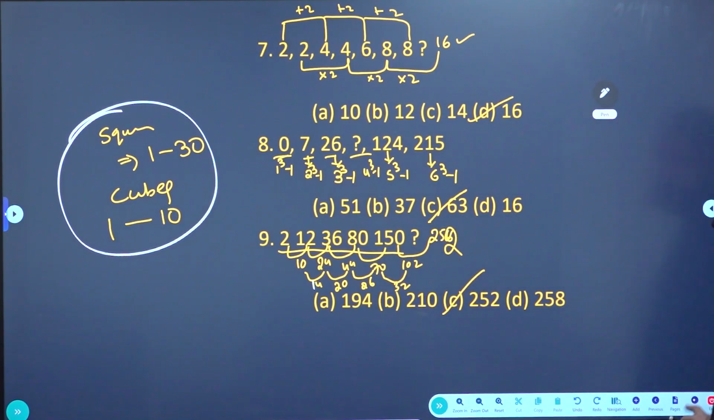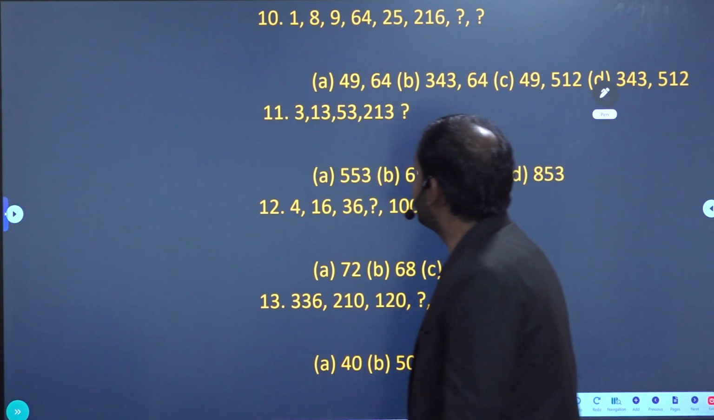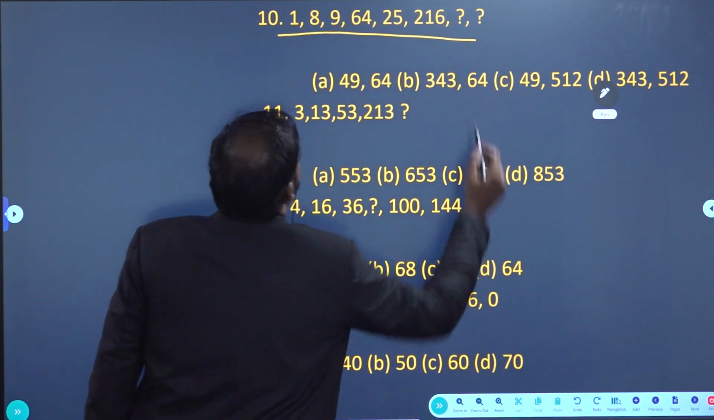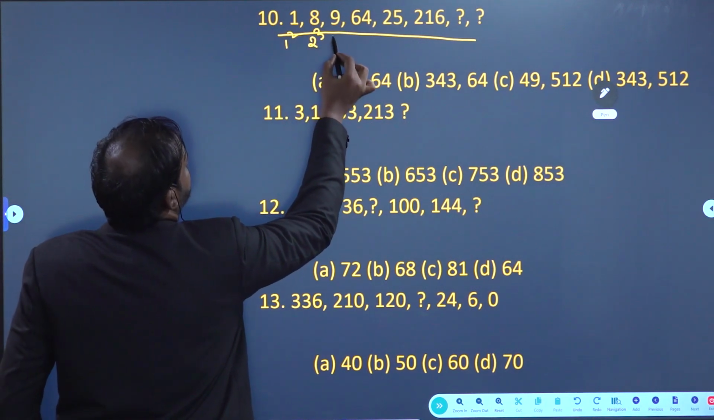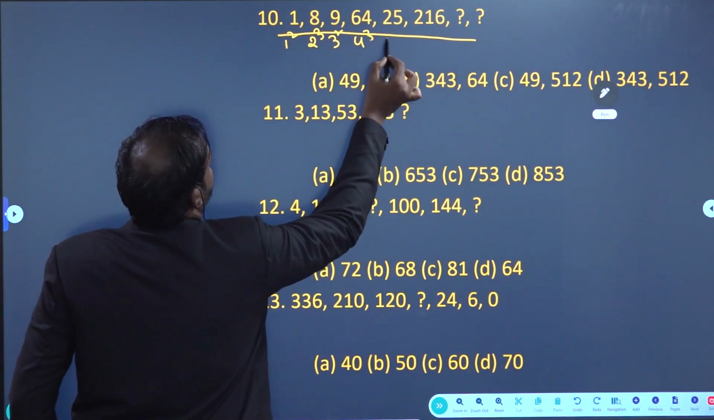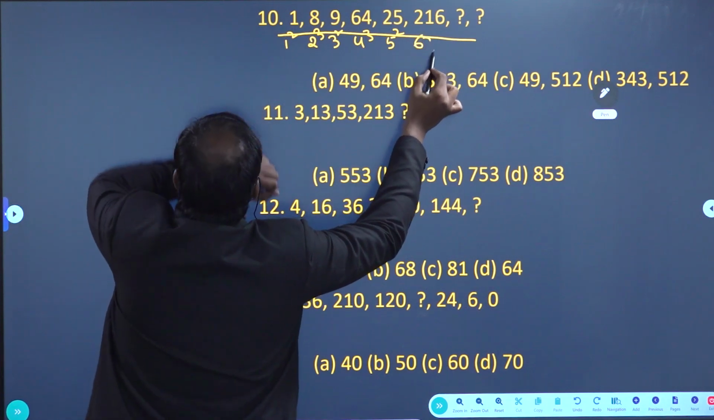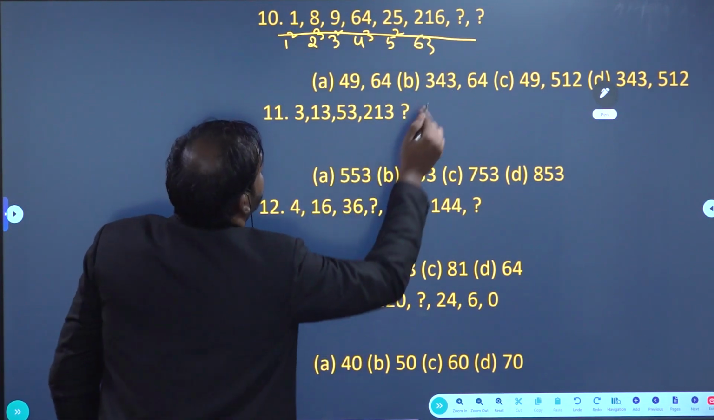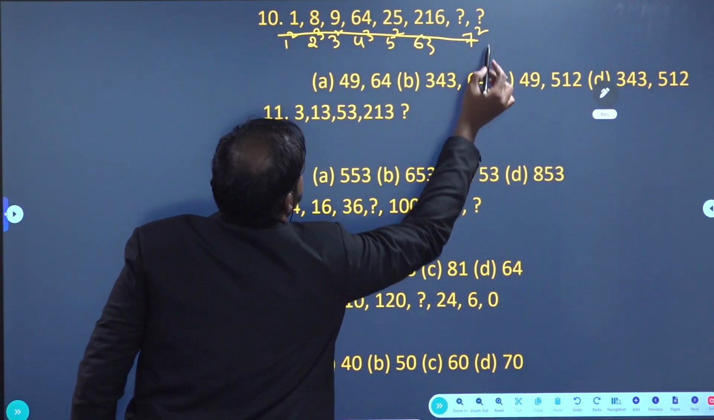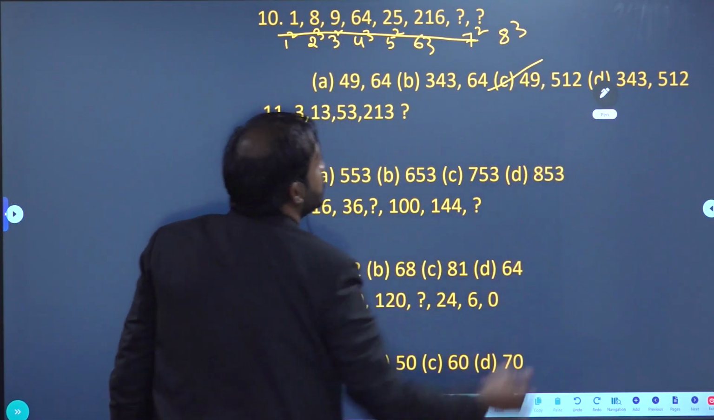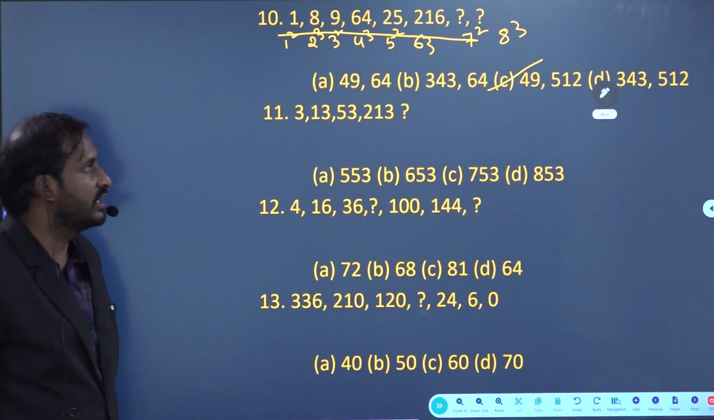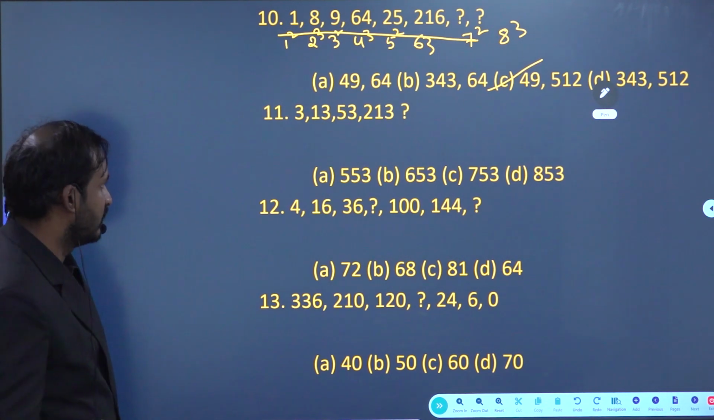Okay. Now see here, 1, 8, 9, 64, 25, 216. 1 square, 2 cube, 3 square, 4 cube, 5 square, 6 cube. Okay, like this. Next it should be what? 7 square. 7 square is what? 49, and 8 cube is what? 512. So 49 and 512. That is another logic for us.